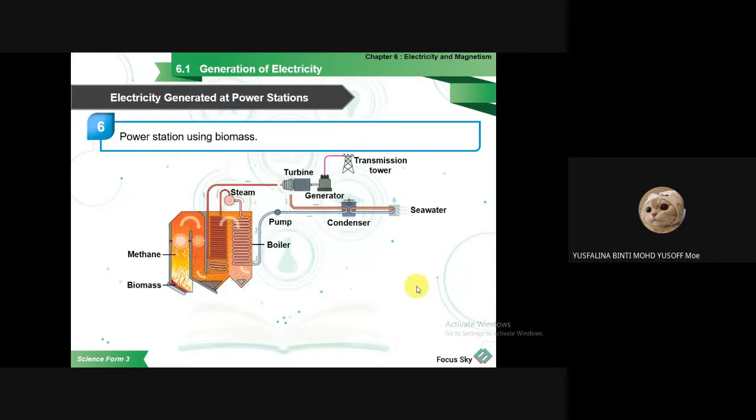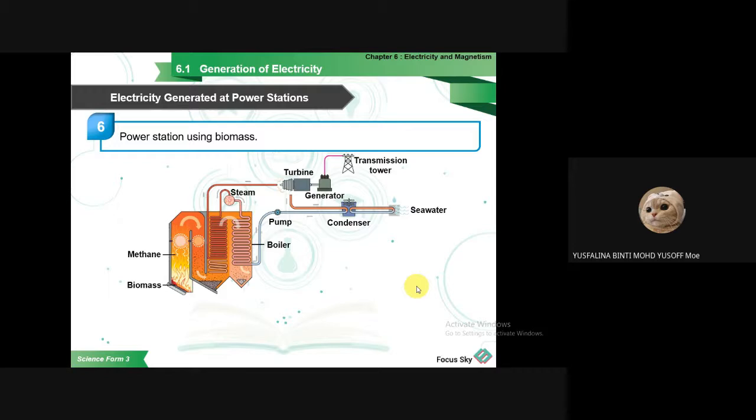So the next one is the power station where electricity is generated using biomass. For this one they use biomass and methane, which produces methane gas here. Then it will burn and the water will change to steam. Again, steam has a high pressure. It will rotate the turbine, and the turbine will rotate the generator, and then the generator will send the electricity to the transmission tower.